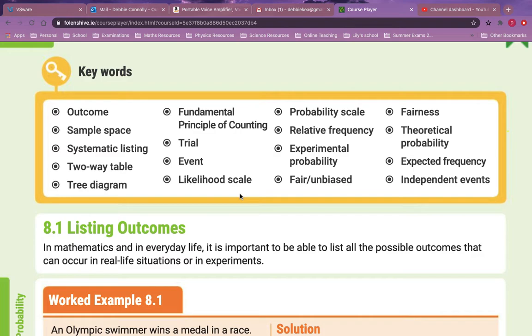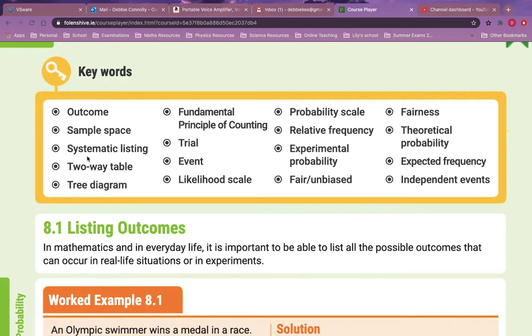By the time you finish this chapter, you need to be able to look back at those. Look at the word outcome and go, I know what an outcome is. Look at sample space and go, I know what a sample space is, and I also know how to make one. What's a systematic list? Again, I know what a systematic list is, and I can also make one. And so on all the way through the chapter.